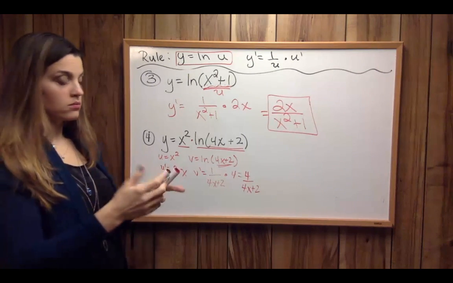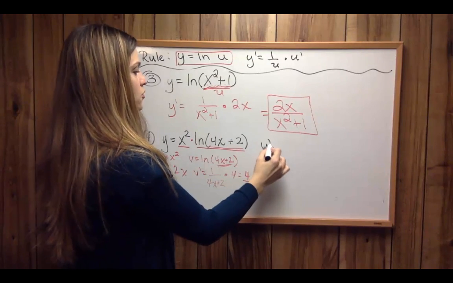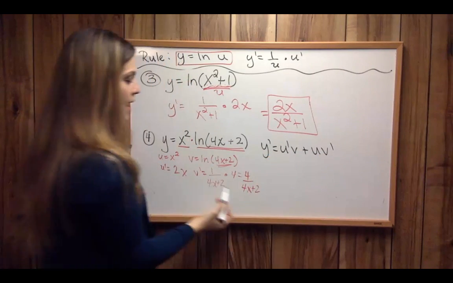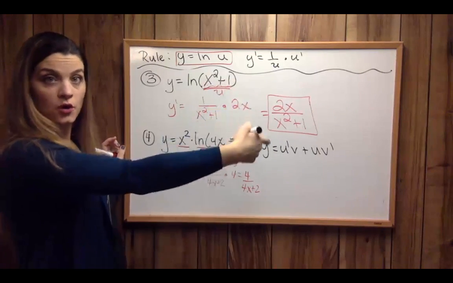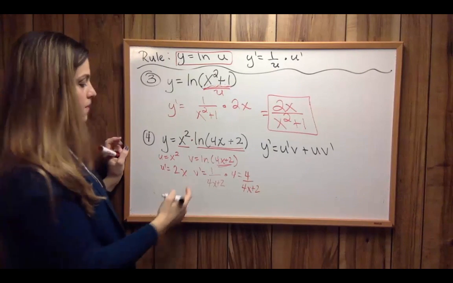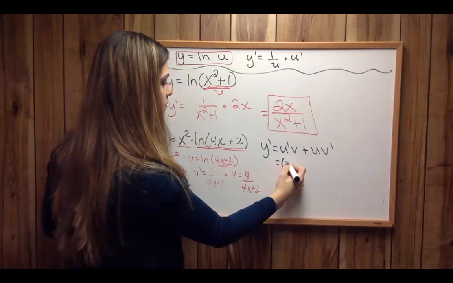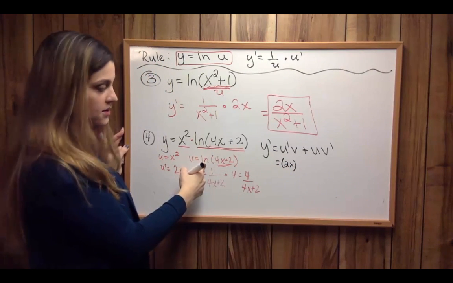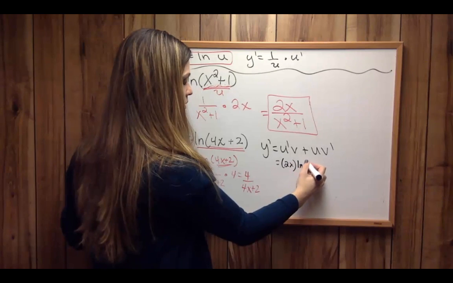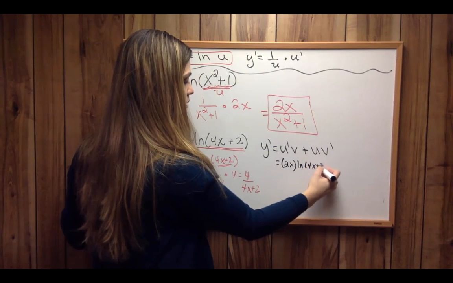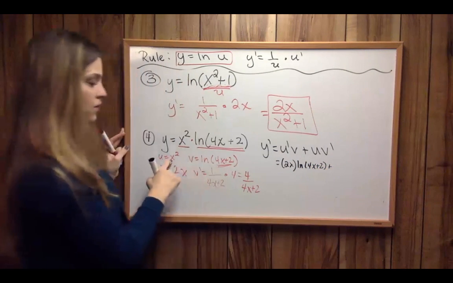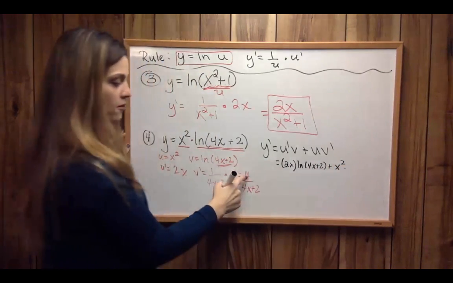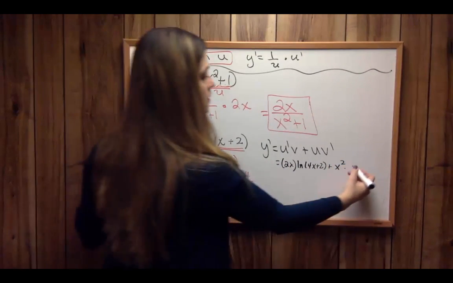Now product rule. Not new. Product rule is u prime v plus u v prime. And all you do is you substitute those terms into the product rule. u prime, 2x, v, ln of 4x plus 2, plus u, x squared, v prime, 4 all over 4x plus 2.